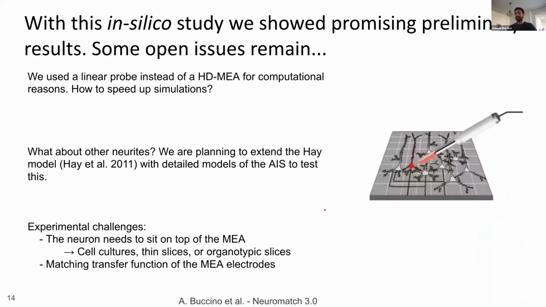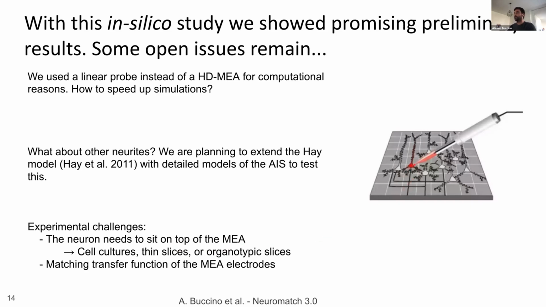Then we are currently setting up the experiments, and there are some challenges that we are facing. First of all, the neurons need to be sitting very close to the electrodes in order to get a large signal. So we are starting with cell cultures, which are mainly planar, and they nicely sit on top of the MEAs. Then we're moving in two directions, either going to very thin slices or using organotypic slices, which are slices that are cultured on the chip and become flatter over time.